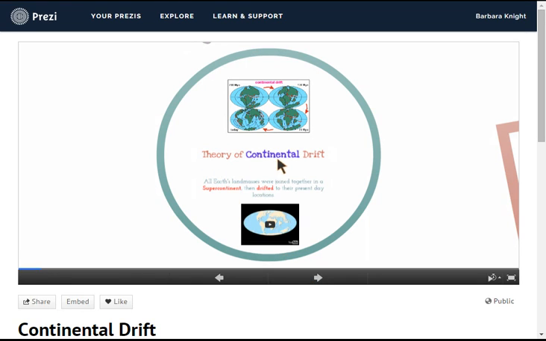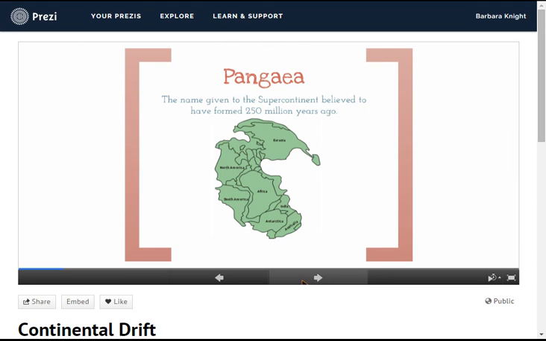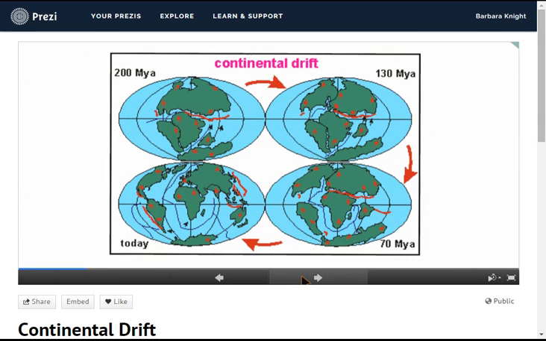So the theory of continental drift is that at one point all Earth's land masses were joined together in what's called a supercontinent, and then they drifted to their present-day locations. So this huge supercontinent was actually called Pangaea, and it is believed to have formed around 250 million years ago.